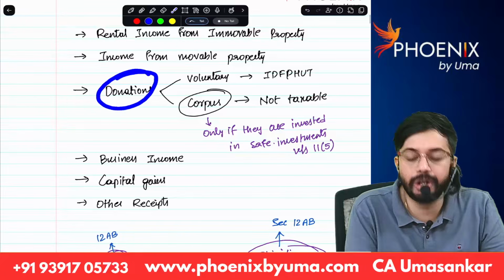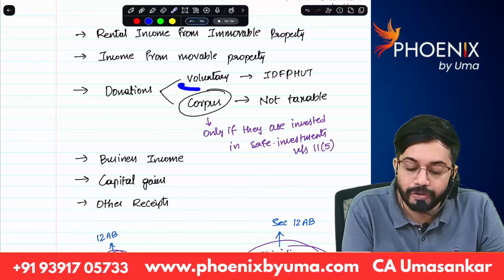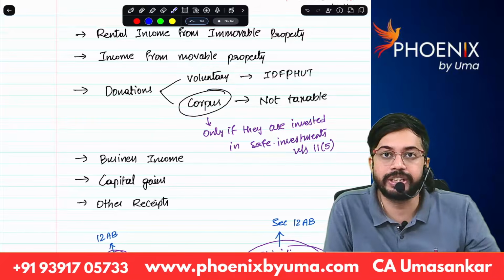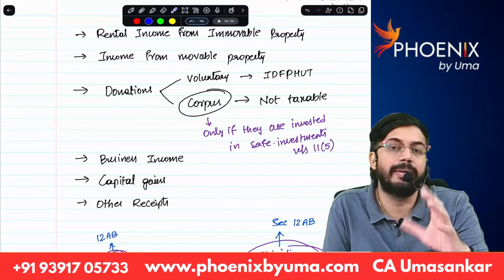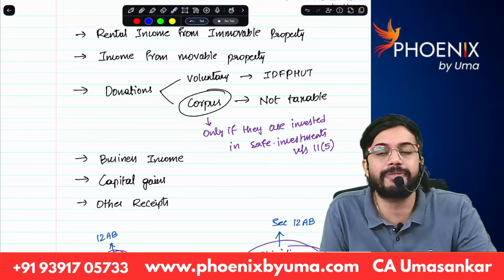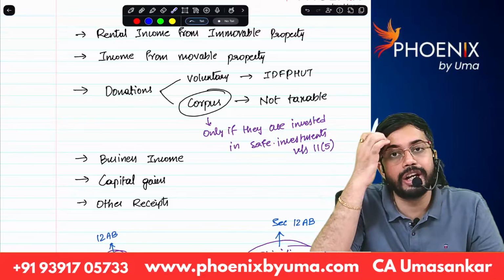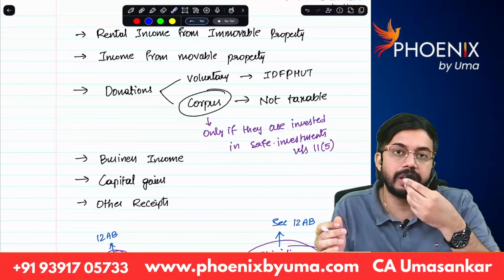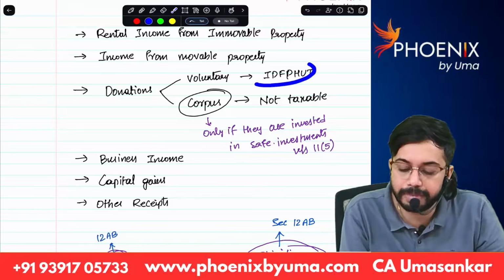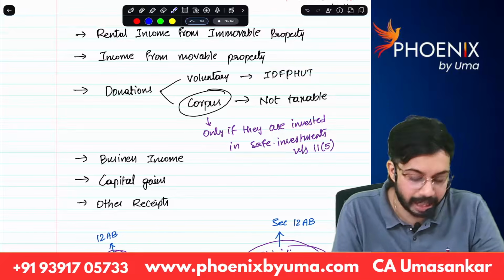Next, donations. Donations are classified into two types: voluntary donations and corpus donations. Voluntary donations are the major income for a trust. Whatever voluntary donation is received, that is also treated as income derived from property held under trust.